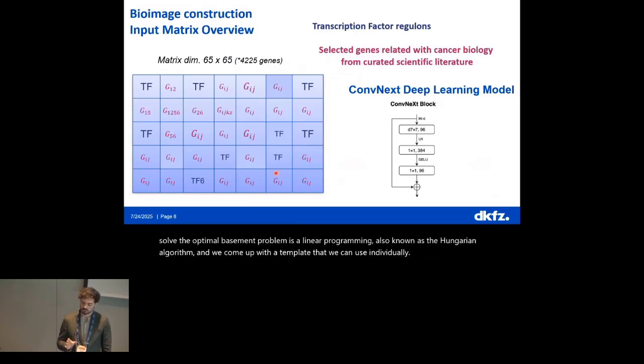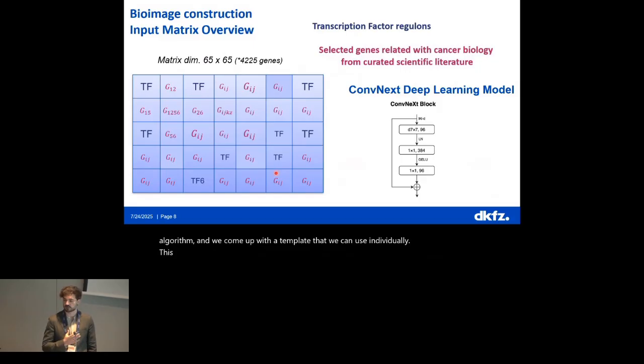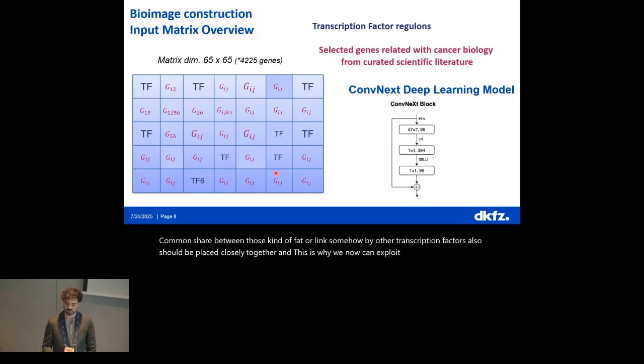So in this template, the transcription factors that share targets are supposed to be spatially close together. And the targets of these transcription factors, commonly shared between a transcription factor or linked somehow by other transcription factors, should also be placed closely together. And this is why we can now exploit coordinate spatial information within this matrix. And we use a convolutional model, which is a ConvNeXt deep learning model, to do the classification.